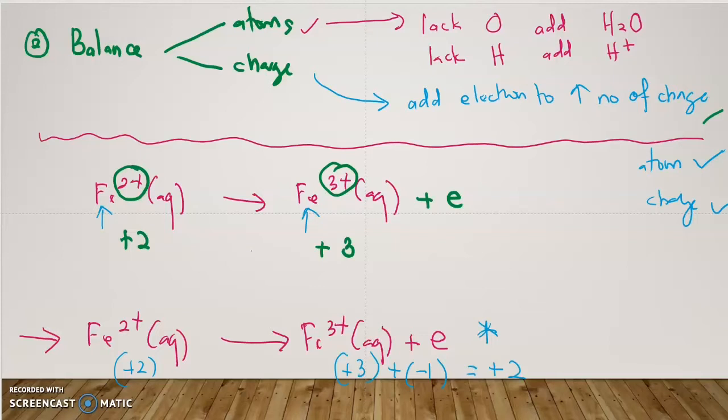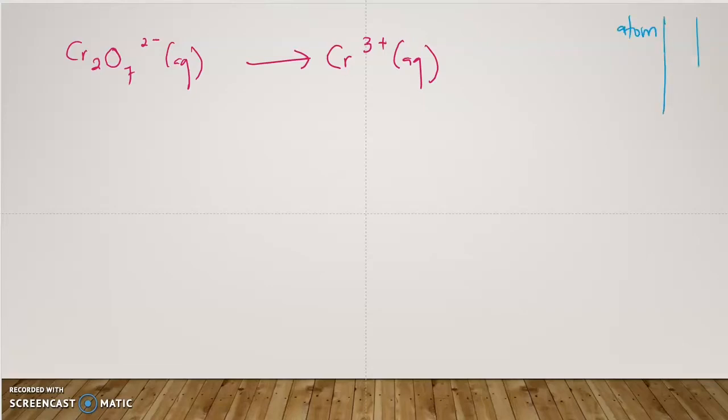Now we have to balance the second half equation, which is chromium: Cr2O7 2- dichromate ion becomes Cr3+ aqueous. Remember, first we have to balance the atom. Since we have multiple atoms here, we can tabulate a table, reactant and product. We have chromium and oxygen.